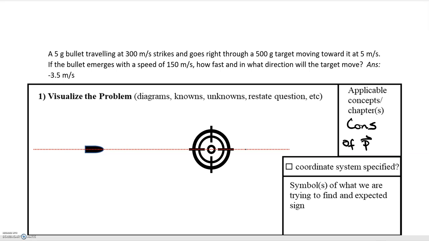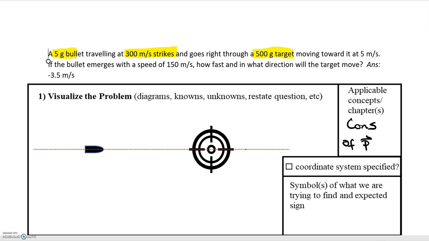So in this video, we'll be going over the two problems that deal with a bullet moving towards a target and then hitting the target. For this first problem, we have a 5-gram bullet. It's traveling at 300 meters per second, and it goes right through the target.